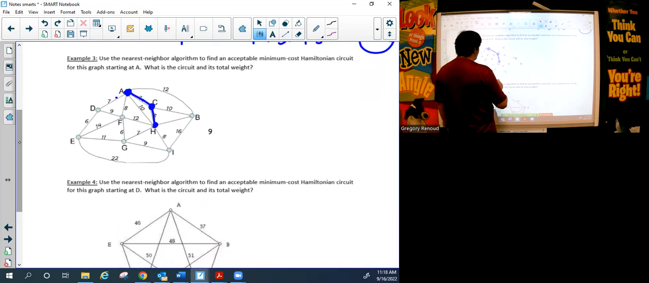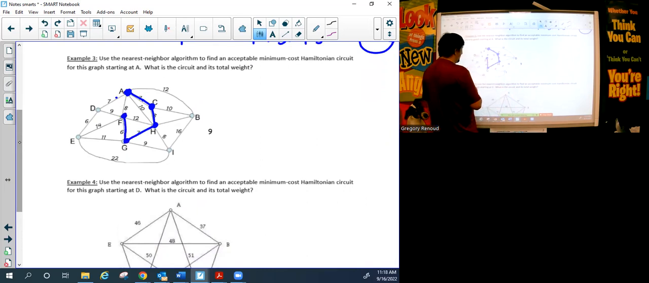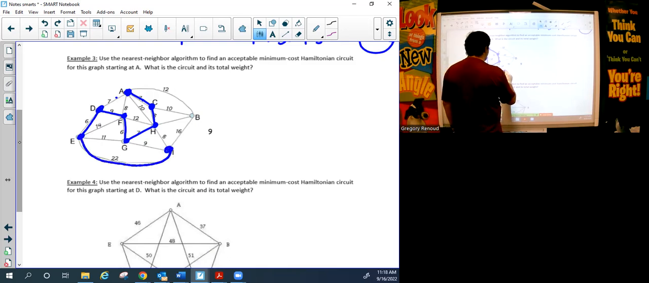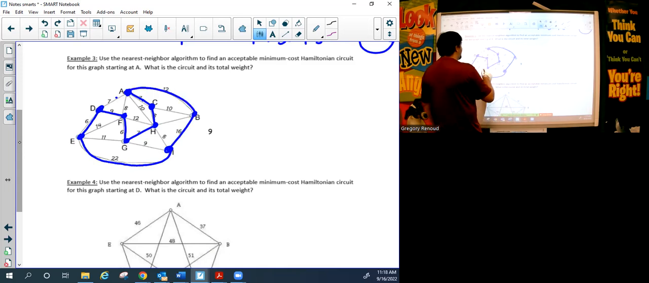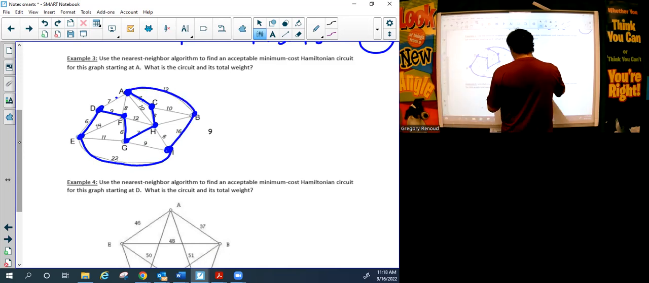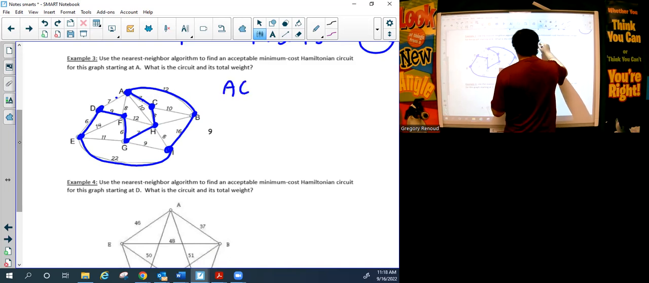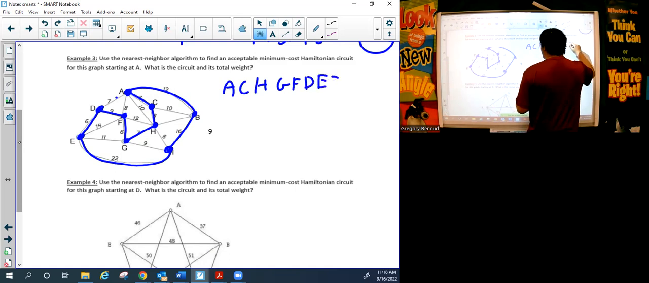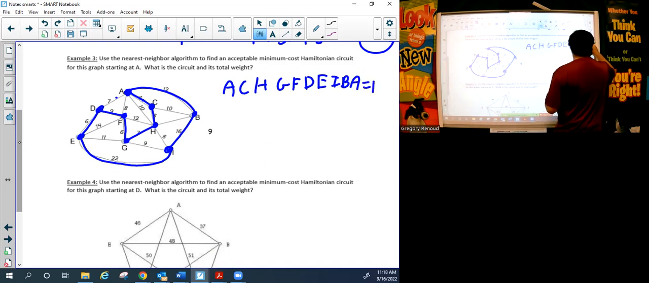From H, the lowest cost would be to G. From G, the lowest cost would be to F. From F, the lowest cost is to D. From D to E. And then even though it's not the lowest cost, it's the only way to get away from point E. We have to go to I, then B, then A. So that was A, C, H, G, F, D, E, I, B, A. And if we worked it all out, this comes out to a 103.